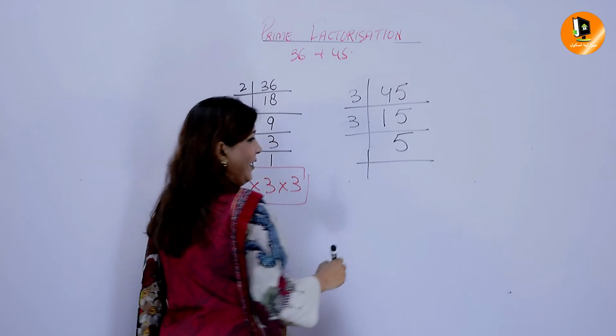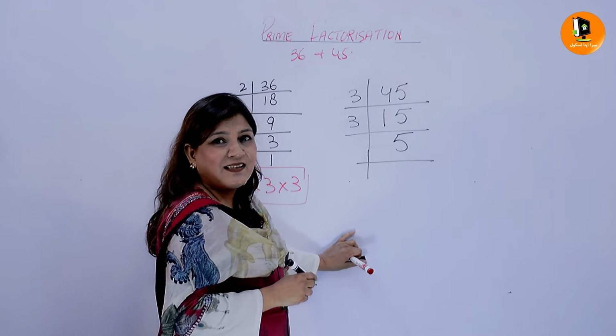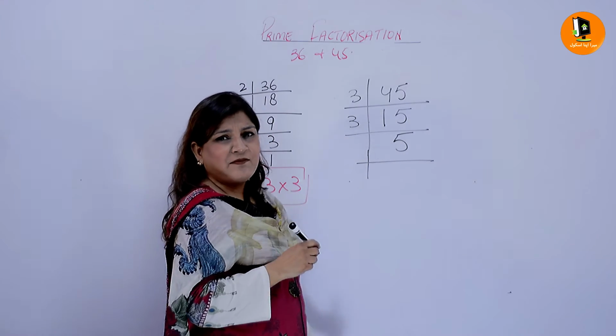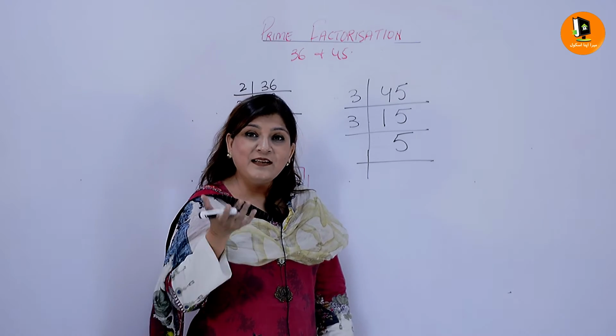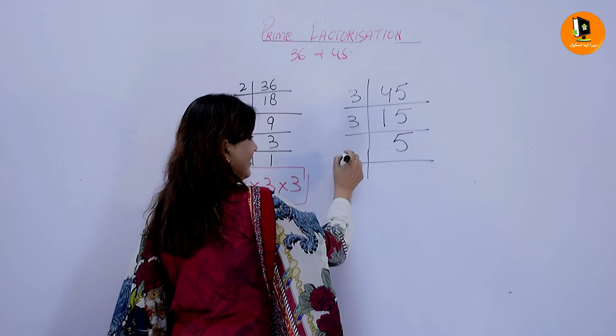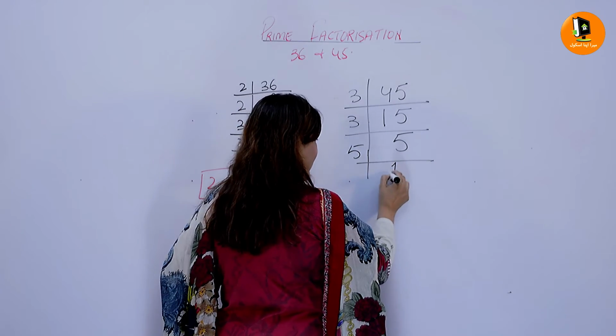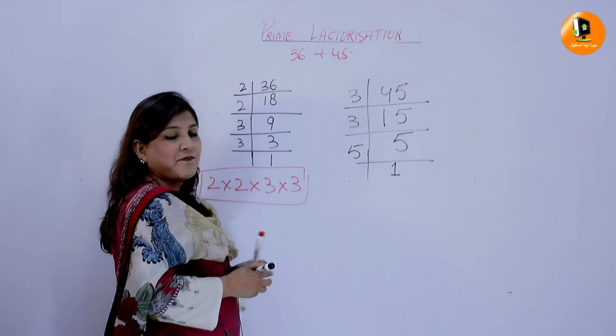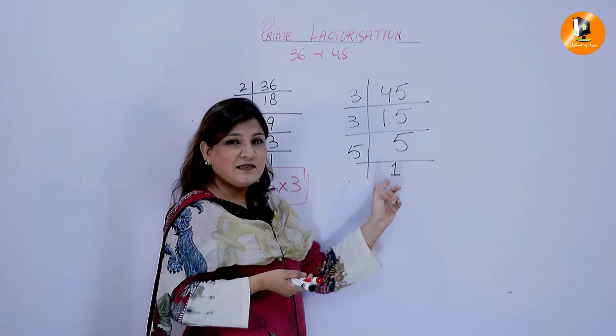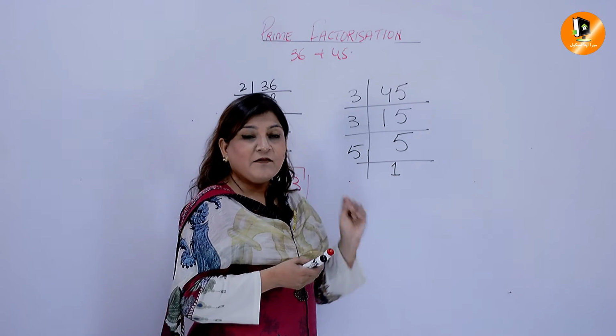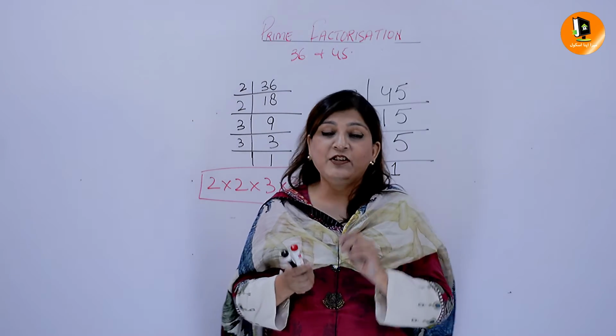Very good. Now does 5 come in the table of 3? No. 5 comes in which table? The number itself. So what will be our answer? 5 ones are 5. Until the answer 1 comes, we have to continue with the division.